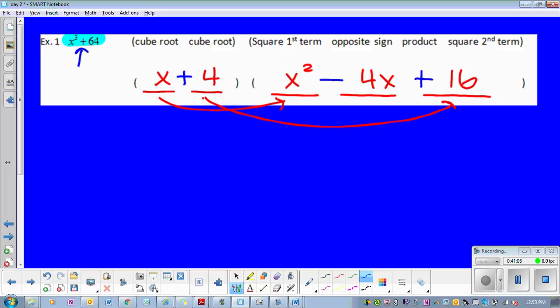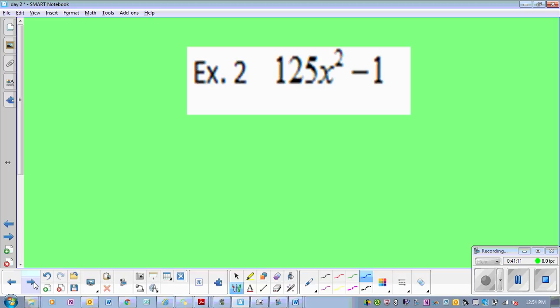Any confusion right now? Do you have any questions about this? Okay, let's try this one. 125x squared minus 1. What is this? Is this in the review? Okay.